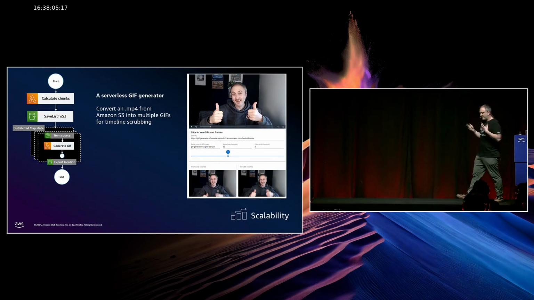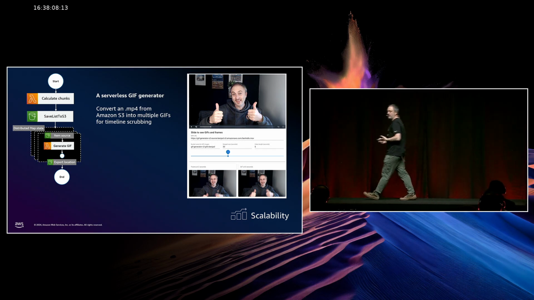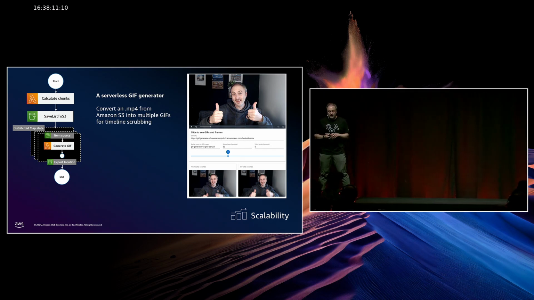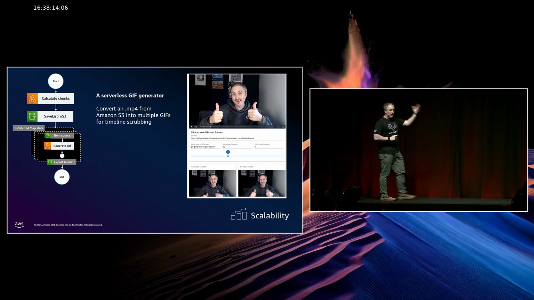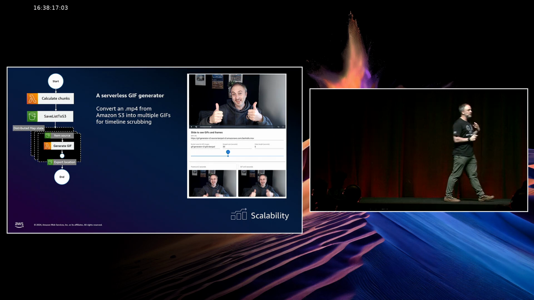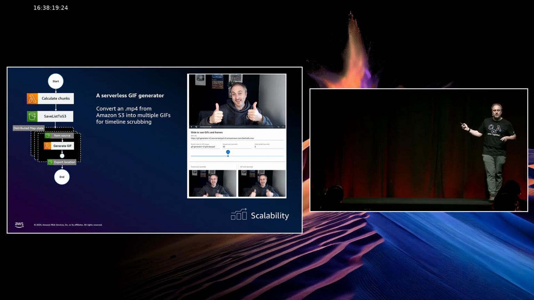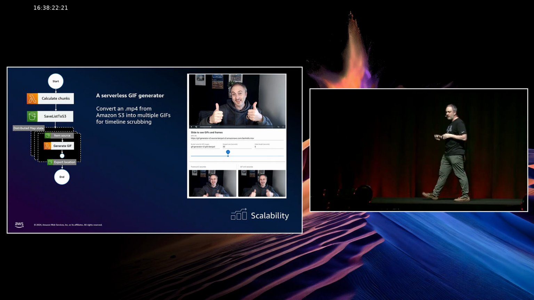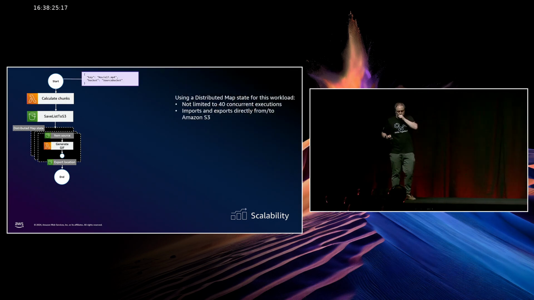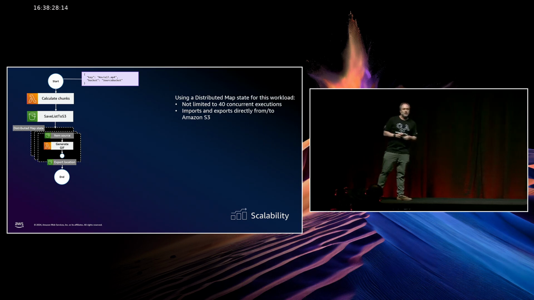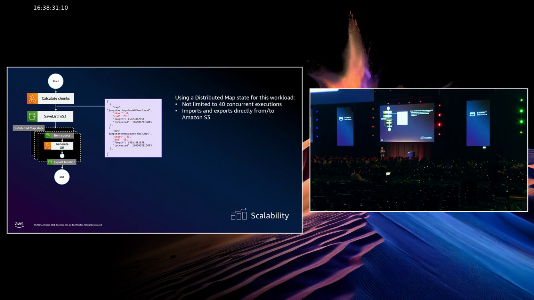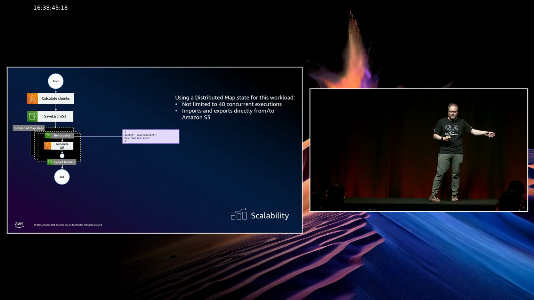Here's a really silly example, really, but I think also a really powerful example: this serverless GIF generator. This allows me to provide to the workflow an MP4 file where I want to create a GIF animation for every 30 seconds for something like a timeline scrubbing web application. So the first thing it does is it runs, and it has the name of the MP4 file and the name of the bucket. It uses Lambda and FFmpeg to calculate how many GIF animations it will need to create based on the length of that movie, and it produces a metadata file for each individual GIF animation, and it saves that file to S3.